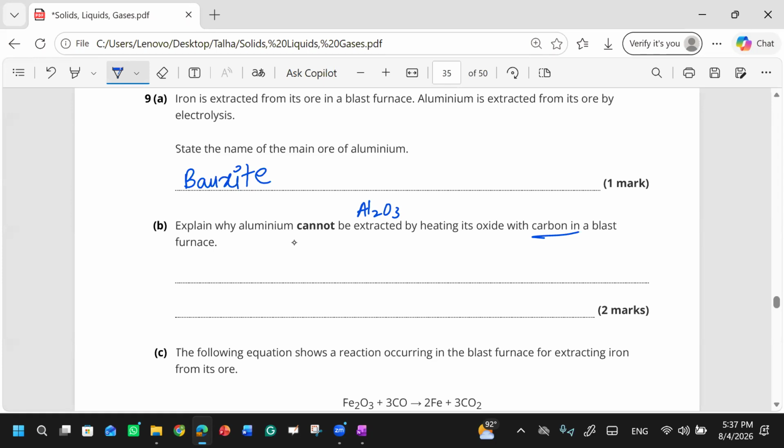Because aluminum is more reactive as compared to carbon. Carbon belongs to group number 4, while aluminum belongs to group number 3. Aluminum is a metal, while carbon is a non-metal. So aluminum is more reactive as compared to carbon, and carbon cannot reduce it. Carbon cannot undergo this reaction. That is why it is not preferable to use carbon to extract aluminum from its oxide, because carbon is not that reactive.